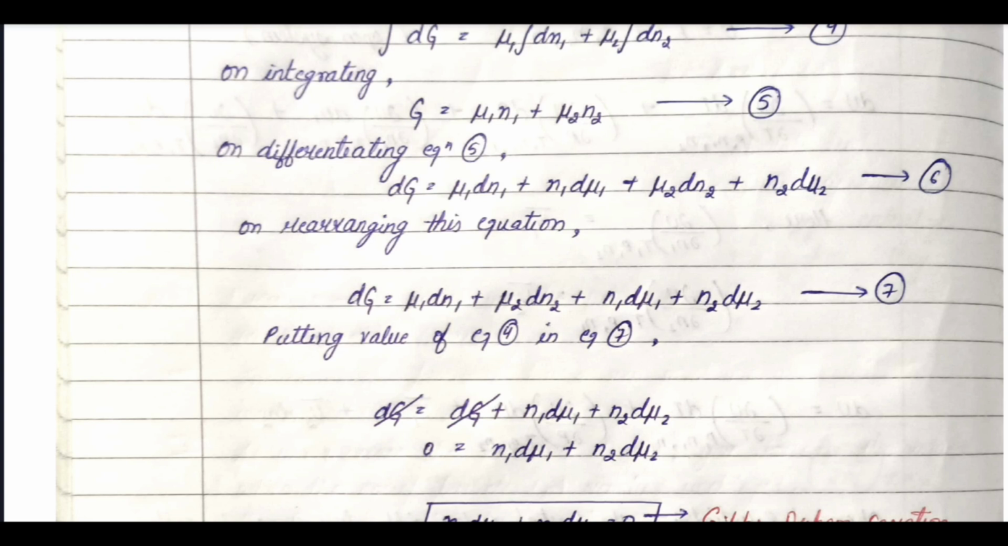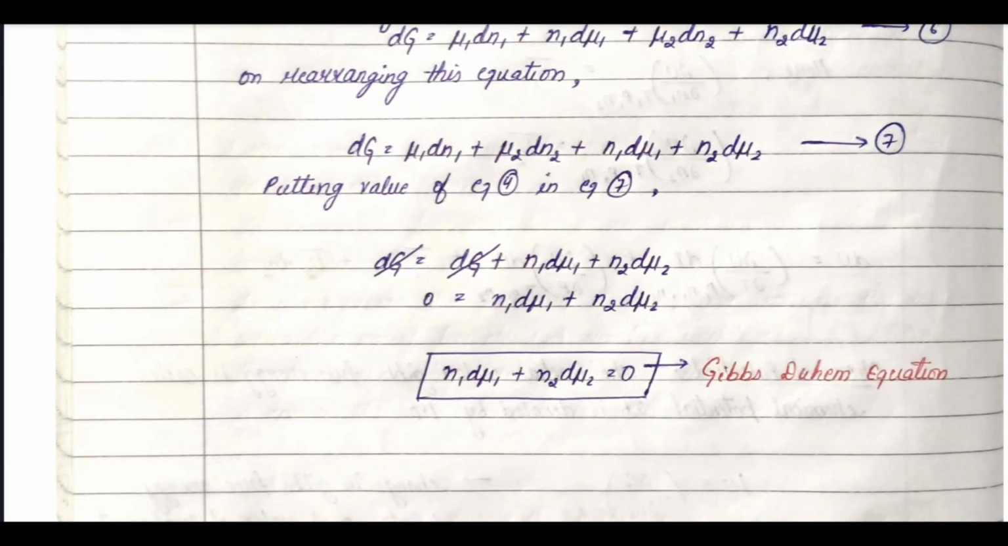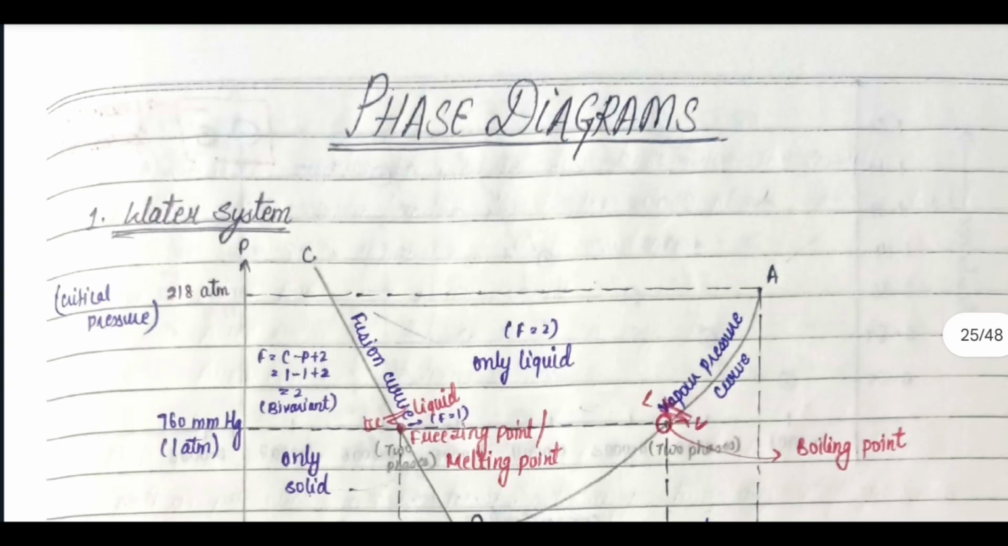On rearranging this equation, dG is equal to μ1 dn1 plus μ2 dn2 plus n1 dμ1 plus n2 into dμ2, equation 7. Putting values of equation 4 in equation 7, dG is equal to dG plus n1 dμ1 plus n2 dμ2. So 0 is equal to n1 dμ1 plus n2 into dμ2. So n1 dμ1 plus n2 dμ2 equal to 0, which is the Gibbs-Duhem equation.